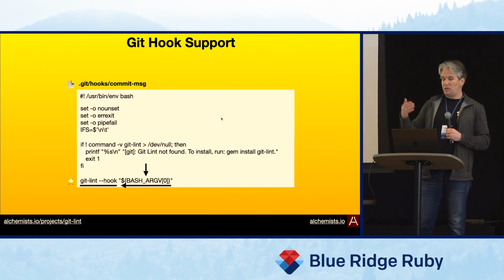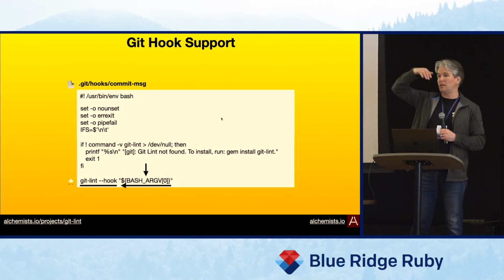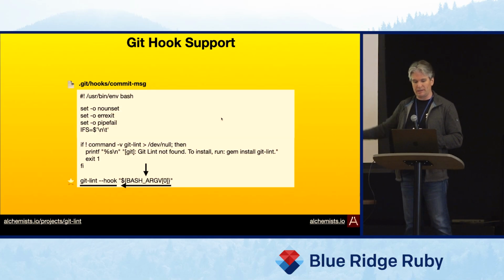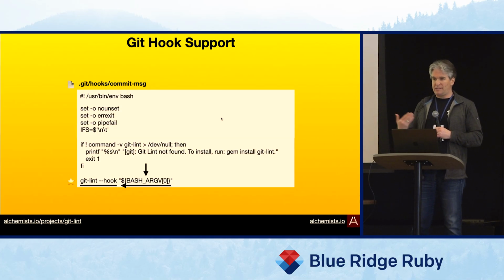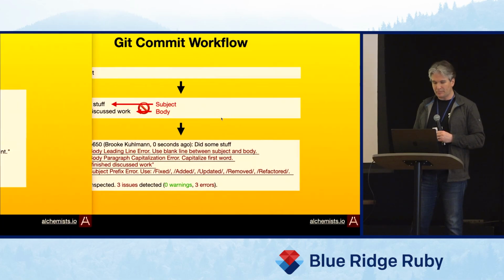The way this works is just using a little bash script. This is a Git hook that you can put into your local project, or if you're like me, you'll put it at the global level, and it'll work across all your projects. All it's doing is taking that Git commit as the bash 0 argument and feeding it into the hook, and then it does the analysis.